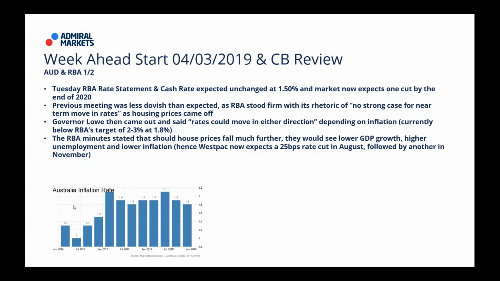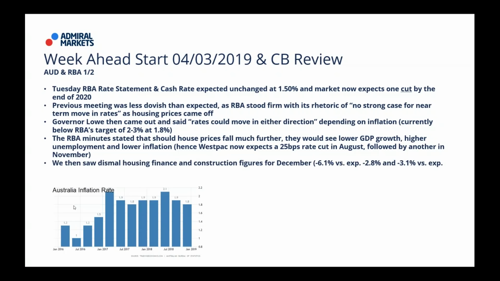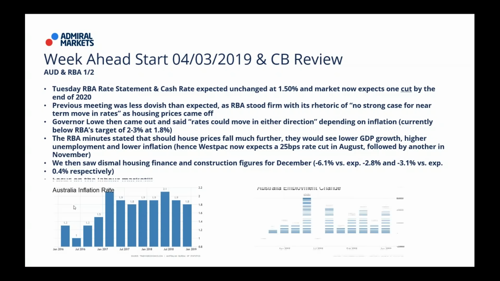All right, so Aussie dollar, not really along given the current scenario. We then saw dismal housing, finance, and construction figures for December. They were really dismal. Negative 6.1 versus expected 2.9, and negative 3.1 versus expected 0.4 respectively. So credit growth equals GDP expansion. We need to see credit growth. Otherwise, a Western economy doesn't grow. It's not only a Western economy, obviously the same game is being played in China.